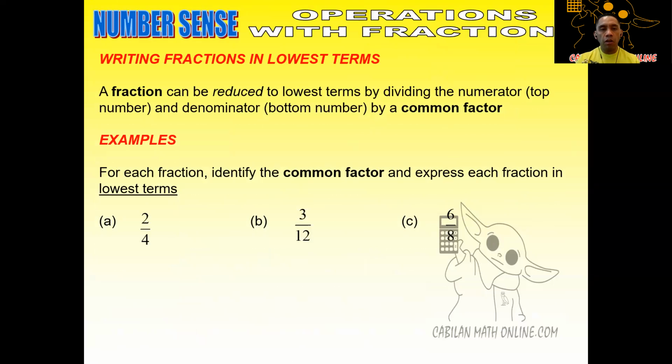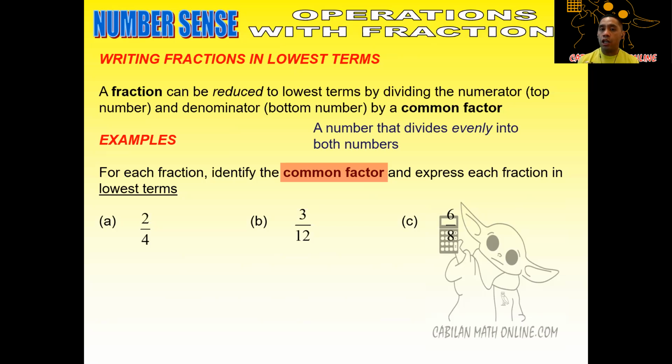Now, what we're going to learn in this example is to take each of these fractions and put them in what are called lowest terms. Before we do that, we have to understand that for each example, we have to find what's called a common factor. So this is one of those times that you probably want to take out a multiplication table sheet if you're not too strong with multiplication tables, or a calculator. A common factor is a number that divides evenly into both the numbers that make up the fraction, the numerator and the denominator.